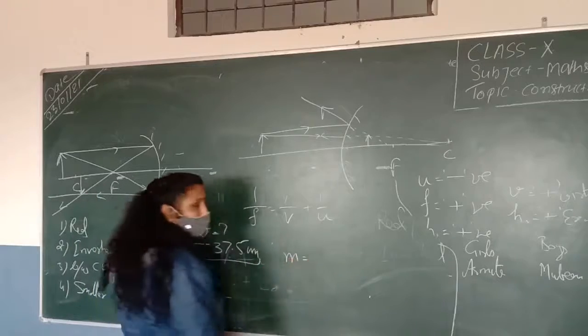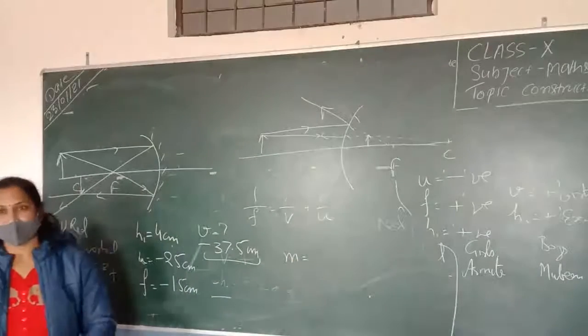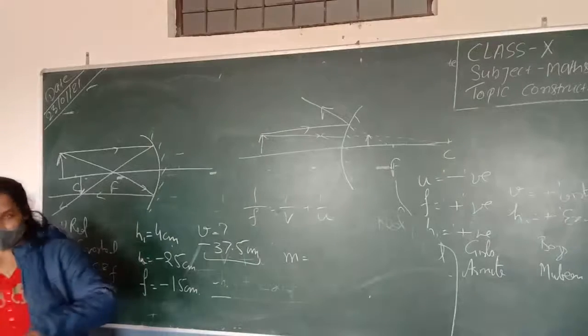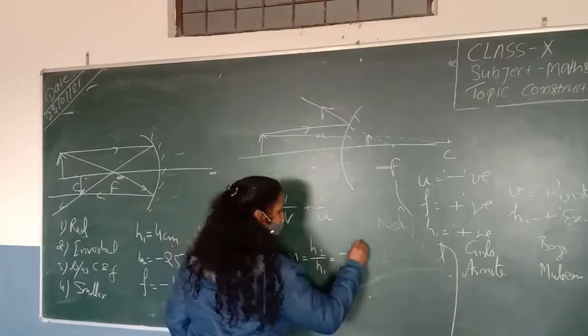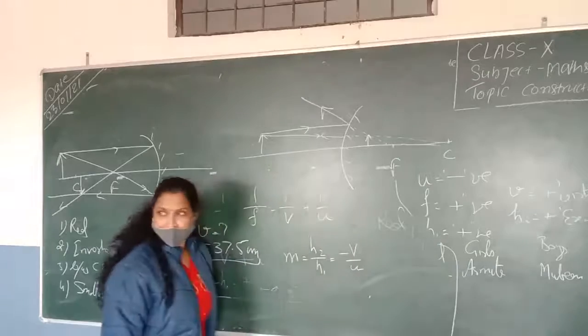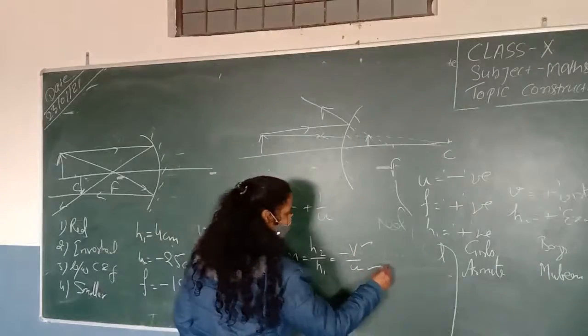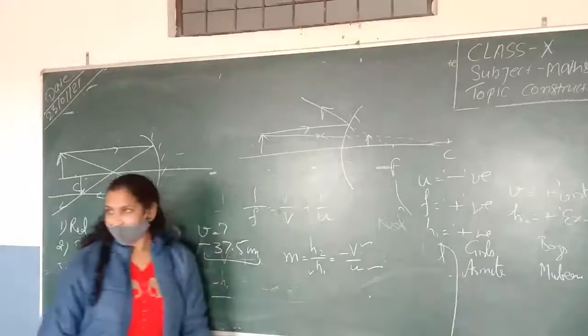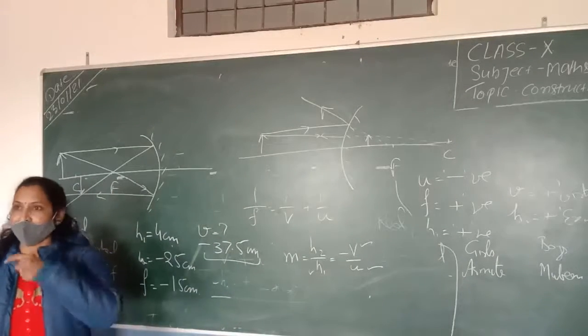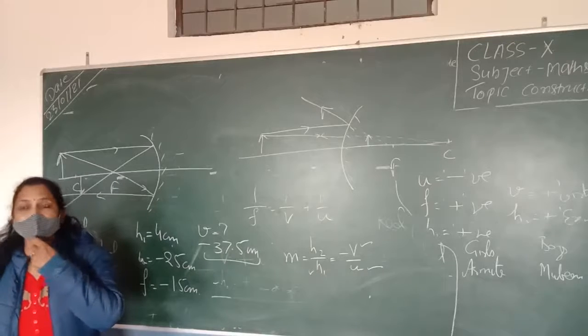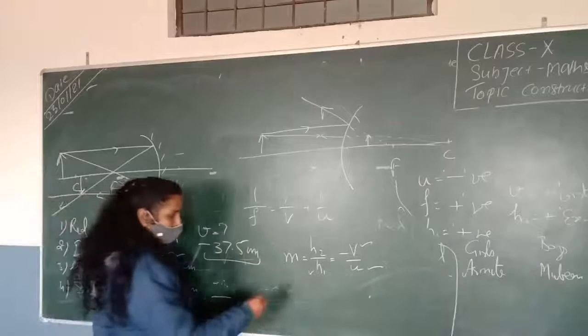Yes. We know that the magnification is equal to the ratio of the height of the image to the height of the object, that is H2 over H1, which is also equal to minus V upon U. So we know the three values here, V, U and H1. So by calculating we can find the value of H2. And H2 is how much? Mehak? It is 6 centimeter.